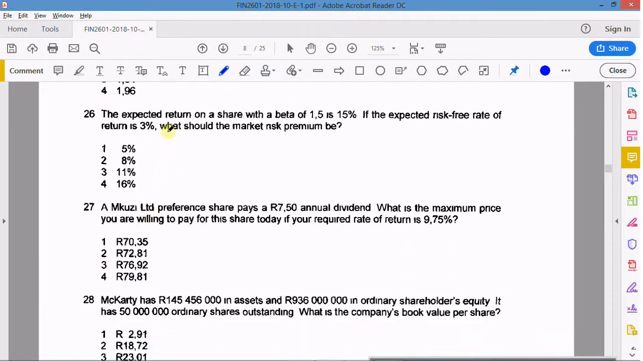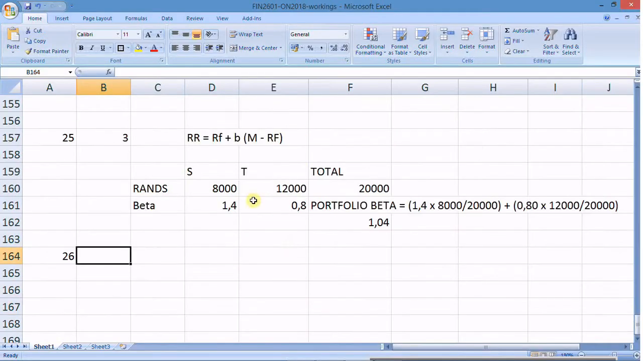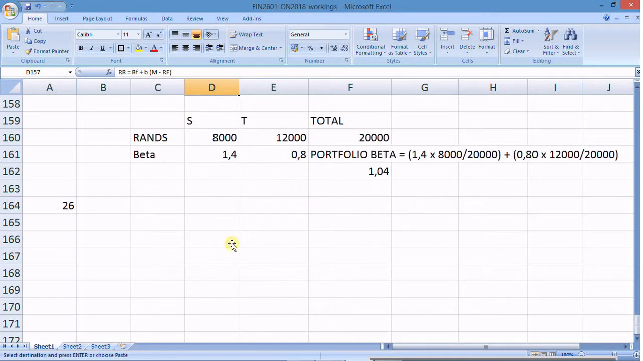Question 26. The expected return on a share with that beta is 15%. The expected risk-free rate is 3%. What should the market risk premium be? So this is CAPM. Market risk premium is looking at what? We need to go back to... Do you have the textbook close by? Okay. Let's just double check this. That's the right formula.